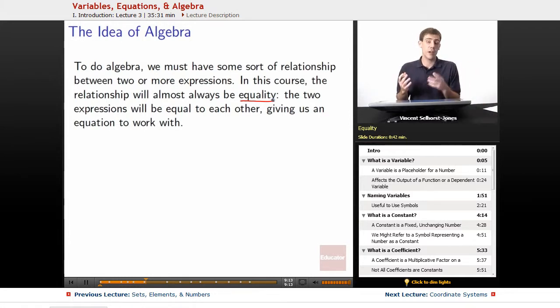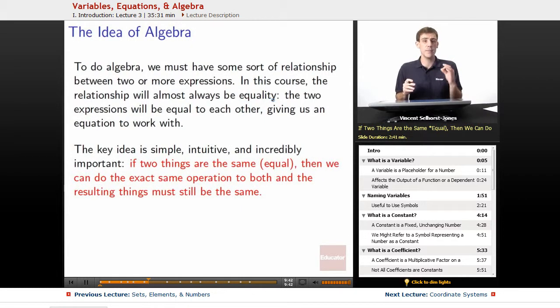We could potentially have a relationship that is not based on equality. We could have an inequality, where one side is less than another side, or one side is greater than another side, or we could have a relationship that is different than either of those. But for this course, we're going to see almost entirely equality, and that's going to make up pretty much all of the relationships we see. So the two expressions will be equal to each other, and this gives us a starting point to work from.